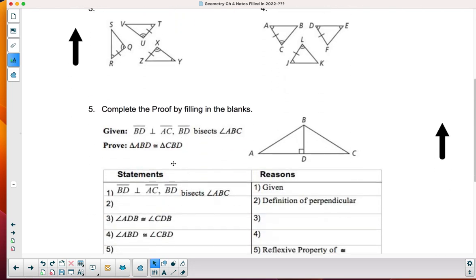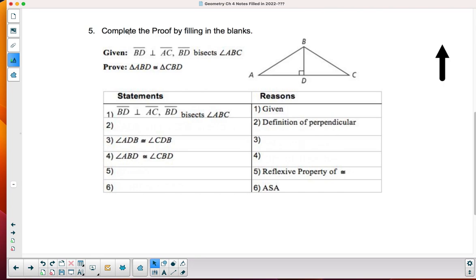Now, we've got a proof to complete in this next part. So I'm looking over here, and I'm completing the proof by filling in the blanks. So I got segment BD perpendicular to segment AC. So I got two right angles here, BDA, or ADB, excuse me, and CDB. The only reason I changed that is I have this stuff here to talk about those right angles. Now, I've got segment BD bisects angle ABC. ABC is bisected, cut in half by segment BD.